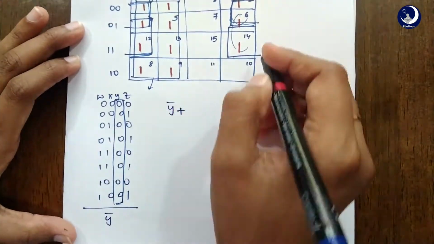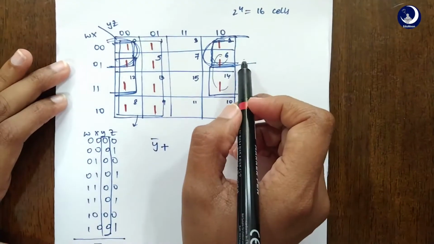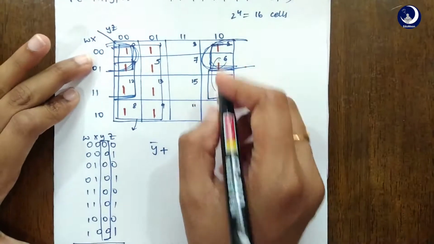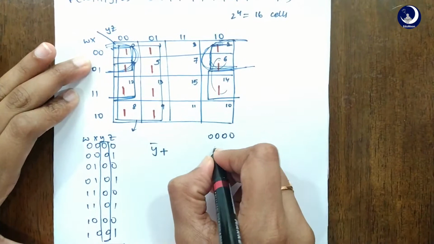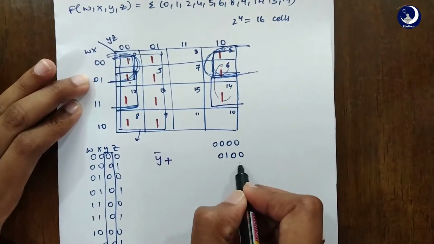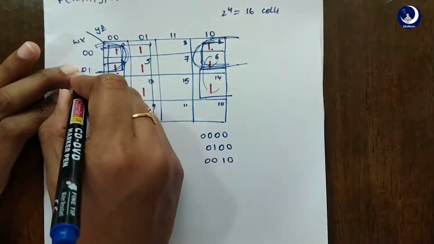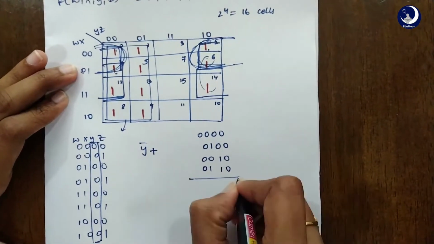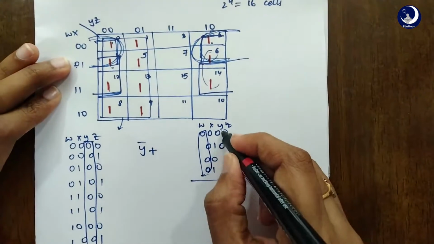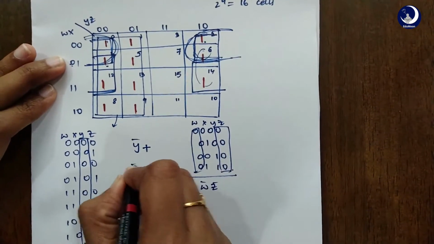So Y bar plus. Now if you consider this quad, don't worry with the markings. I'll give you a clear explanation for these. So if you consider this quad, you can get a Boolean expression like this: 0000 and 0100. I have considered these 2 digits 0000 and for this one it is 0100. And for this one it is 0010, and for this one it is 0110. Now if you check W, X, Y, Z, this column and this column are having the similar ones. So this is a W bar and this is a Z bar. So Y bar plus W bar Z bar.